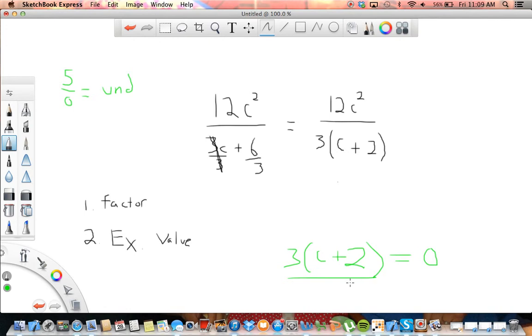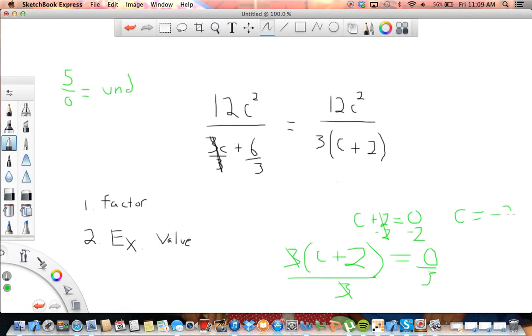So we will divide by 3 to get rid of this 3. So the 3's will cancel. 0 divided by 3 is 0. So that leaves me with c plus 2 equals 0. So then we subtract 2 on both sides. That cancels out. So that leaves me with c equals negative 2.